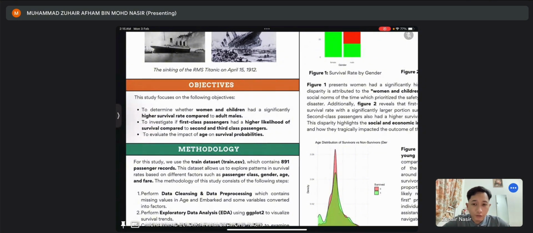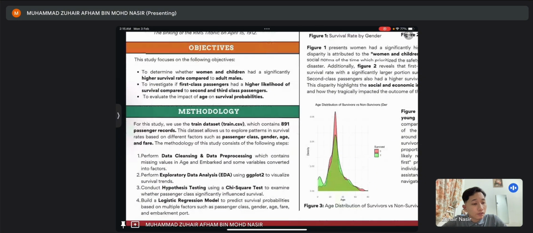Our objectives for this study are: number 1, to determine whether women and children had a significantly higher survival rate compared to adult males. Number 2, to investigate if first class passengers had a higher likelihood of survival compared to second and third class passengers. And number 3, to evaluate the impact of each on survival probabilities.